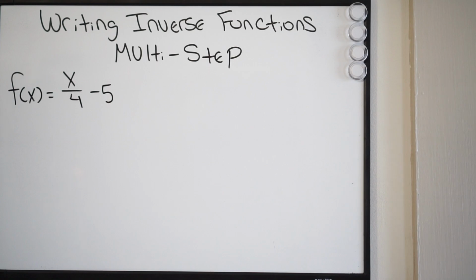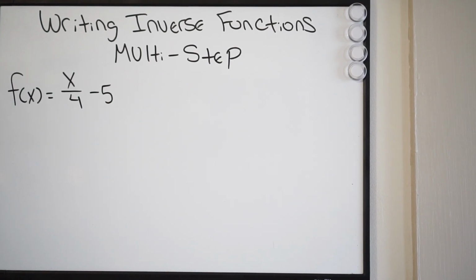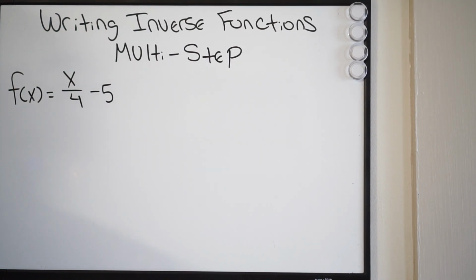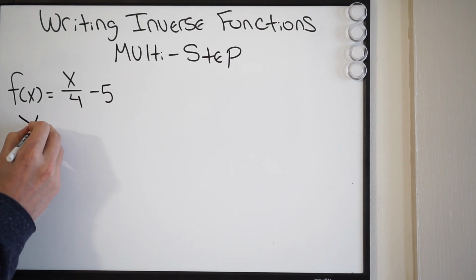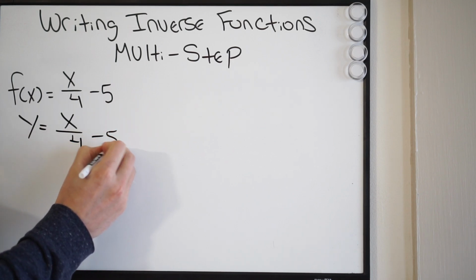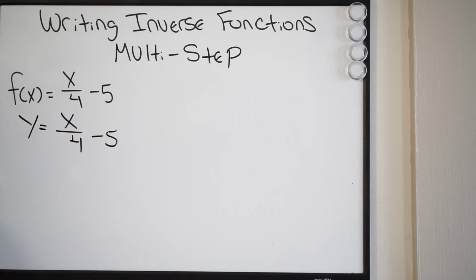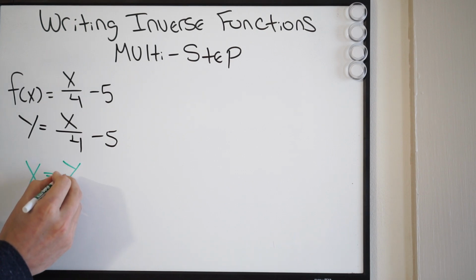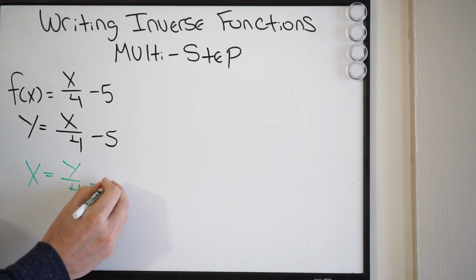So why don't we go ahead and write the inverse of this function. Well, we know that f of x is really just going to be y, so let's replace that with y. So we have y equals x over 4 minus 5. Now that we did that, we're going to replace the y with the x and the x with the y. So we get x equals y over 4 minus 5.